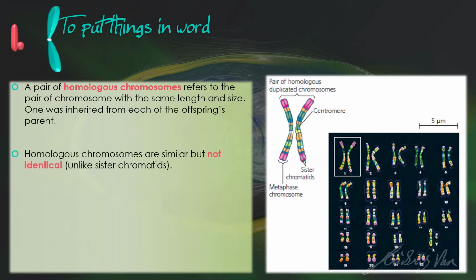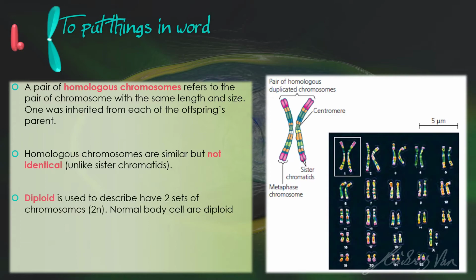Homologous chromosomes are similar but not identical, meaning that maybe this pair of homologous chromosomes actually have some code for your blood group. But one of the homologous chromosomes can be coding for blood group A, the other one could be coding for blood group B. So you will end up with blood group AB. So you can see that while they code for the same thing, which is blood group, the blood type which they code for is different. So they are similar but not identical.